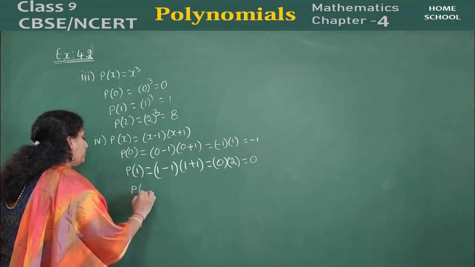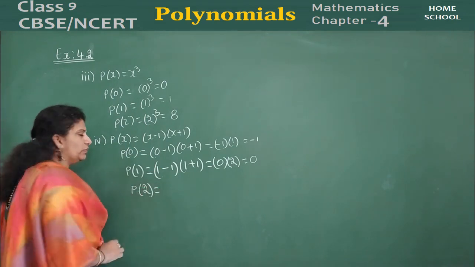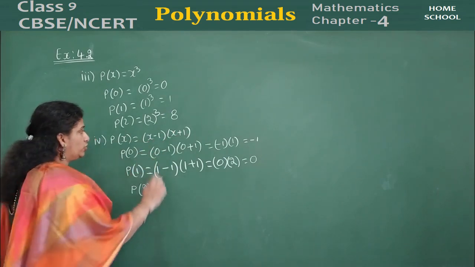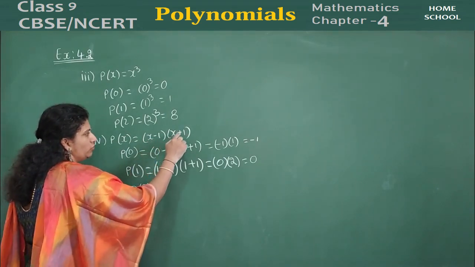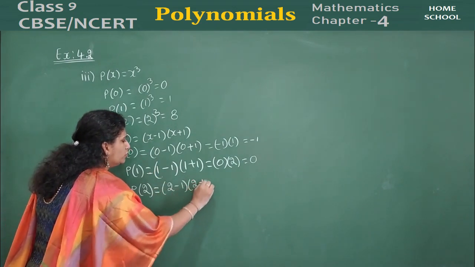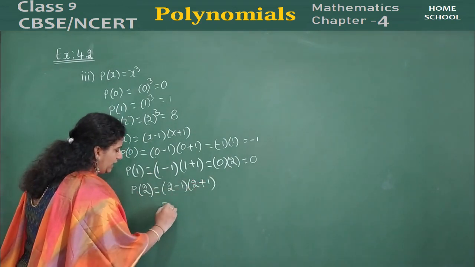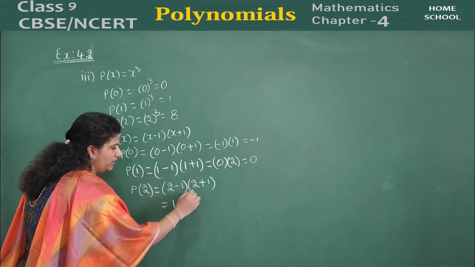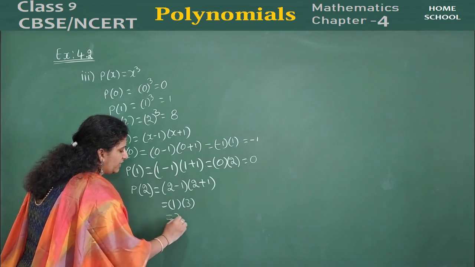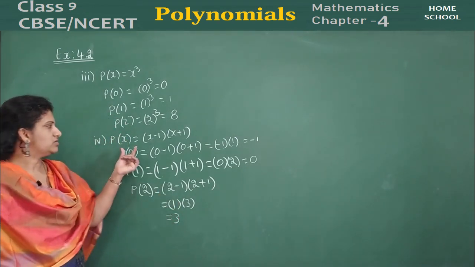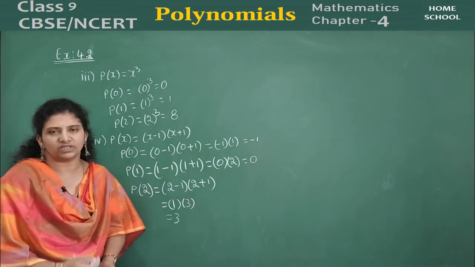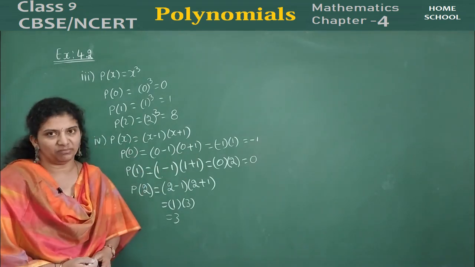See the next one. P of 2 is equal to, P of 2 means wherever you have x, substitute 2. 2 minus 1 into 2 plus 1. That will be, 2 minus 1 will be 1. 2 plus 1 will be 3. 1 into 3, it will be 3. See here. So what is P of 0? Minus 1. P of 1 is 0. P of 2 is 3. With this one is completed.